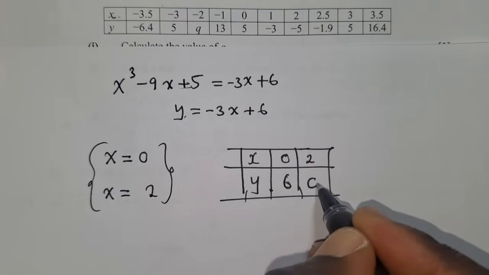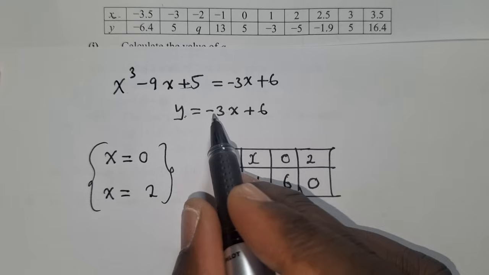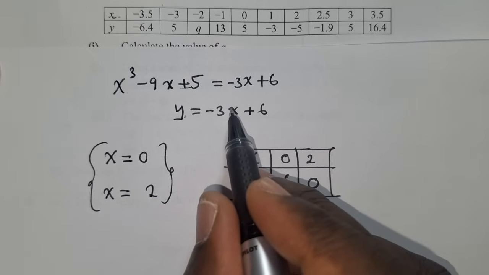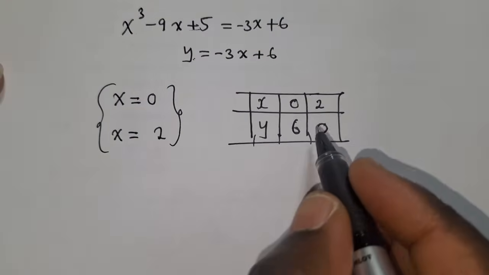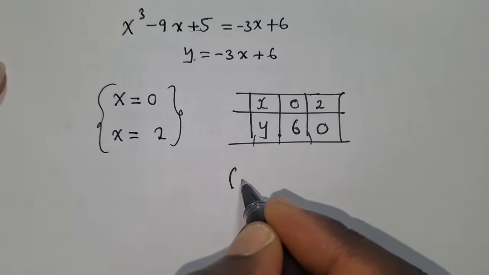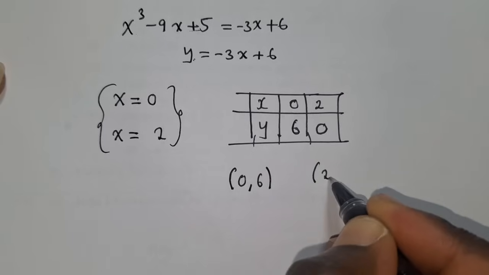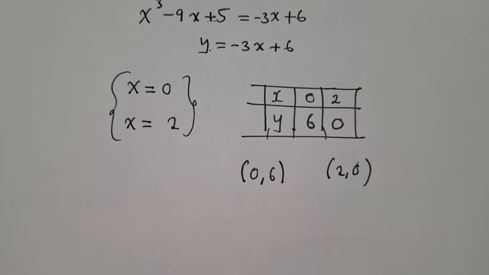For 2 here, it will be 0. Because if I substitute 2 here, it will be negative 3 times 2, which will give me negative 6. Negative 6 plus 6 will give me 0. So now these are the points, or coordinates. We have (0, 6) and (2, 0). So I have to graph this.